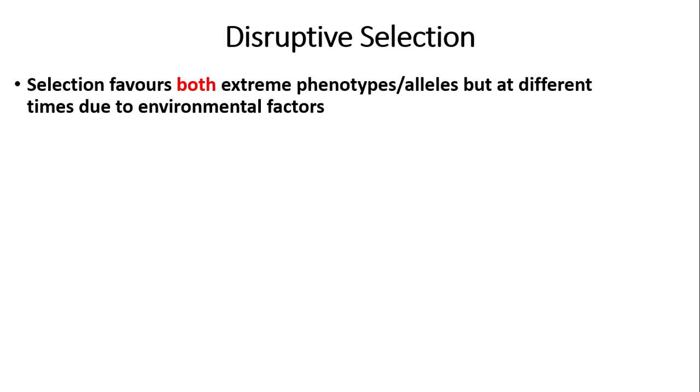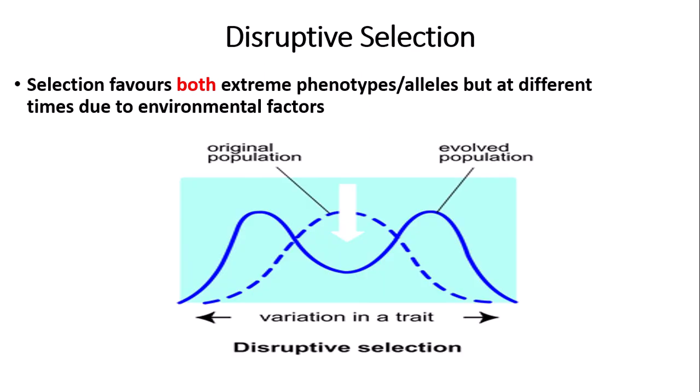So the next type of selection that will be new to you is called disruptive selection. Disruptive selection is when selection favours both extreme phenotypes or alleles, but at different times due to different environmental factors which might be fluctuating. And it has this effect on a normal distribution curve. So the dotted line here denotes the original population. Selection favours both extreme phenotypes, so around here and around here.